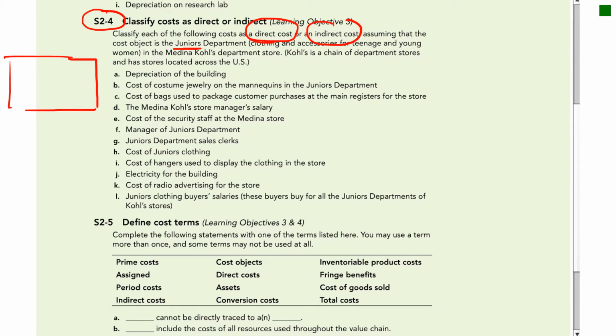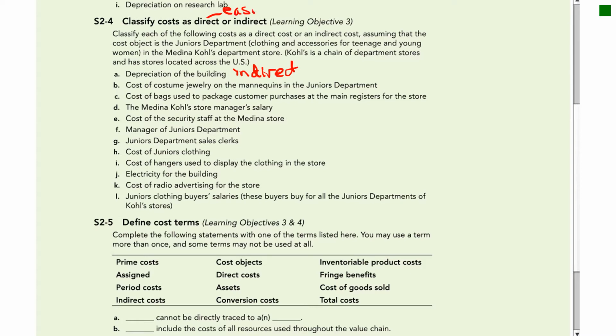So assume this rectangle is Kohl's, and we are only interested in, let's say, this square corner of the actual store. So that's the idea. So assume, let's say this is our cost object. So number one, depreciation on the entire building, obviously, because that's not for one department, that is not easily traced. So you would pretty much say that's going to be an indirect cost to the cost object. So again, remember, direct is easily traced. Remember, I had mentioned that earlier. It's easily traced, and indirect is not easily traced.